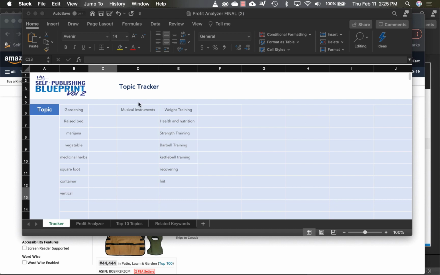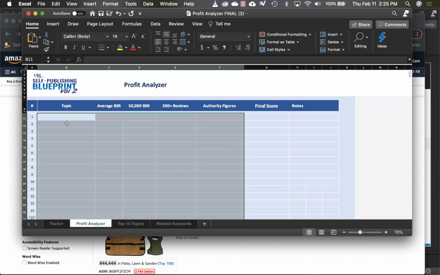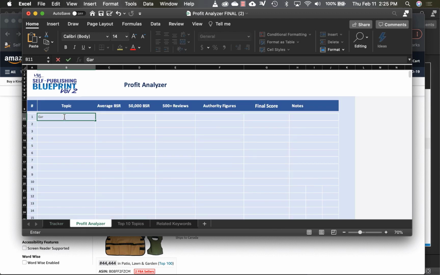So now what we're going to do is we're going to go back to our topic tracker. We're going to take the keyword gardening, okay, and we're going to go to this tab, the profit analyzer. We're going to type in gardening, okay, and we're going to put down the BSR, I believe, was 64,000. Okay, so this is going to give it a slight score. And we're going to keep filling out each of these based on what I'm going to show you in a second here to get us our final score. And this is how we're going to determine what keywords or topics you want to go ahead and publish with.